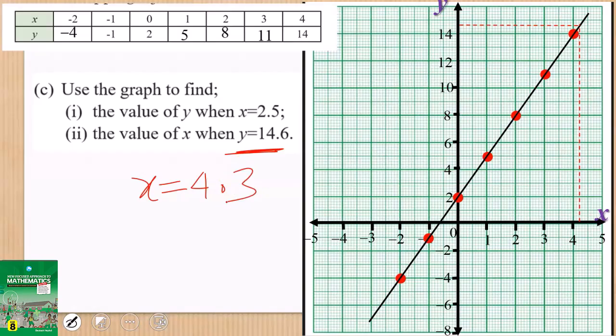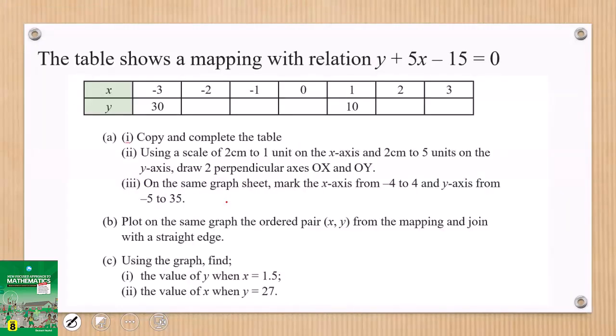Good. So now let's take another example and see, maybe with the second example we'll understand better. The table below shows a mapping with relation 5y plus 5x minus 15 equals 0. Again, we have to copy and complete the table first, and then using the scale of 2 to 1 unit on the x-axis and 2 to 5 units on the y-axis, we should draw our line, make our demarcations, and then move on. So let's fill the table first.